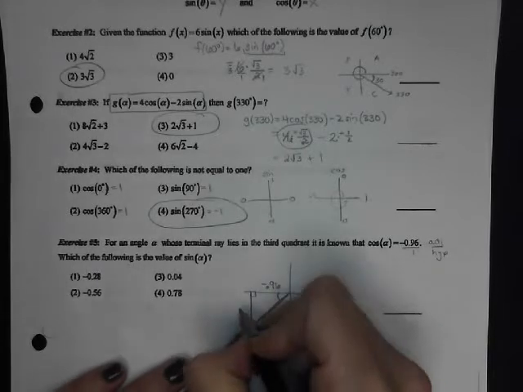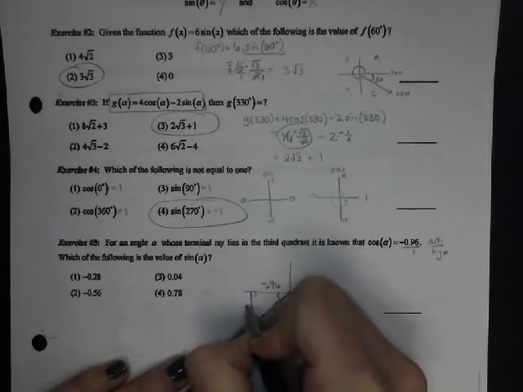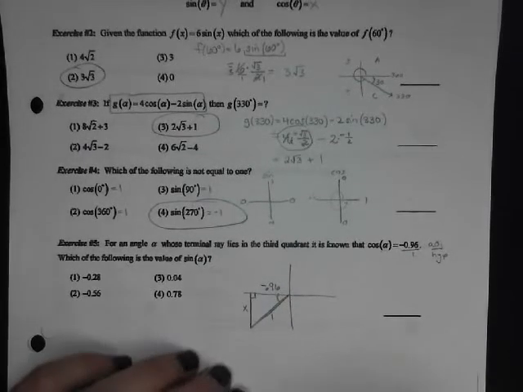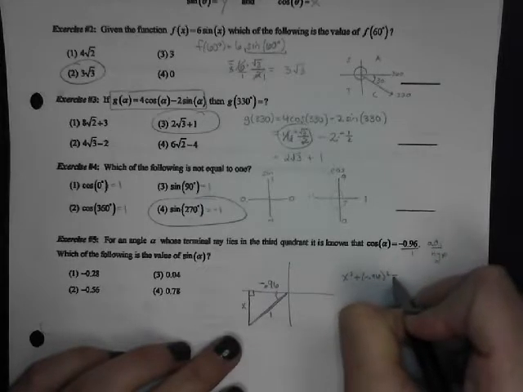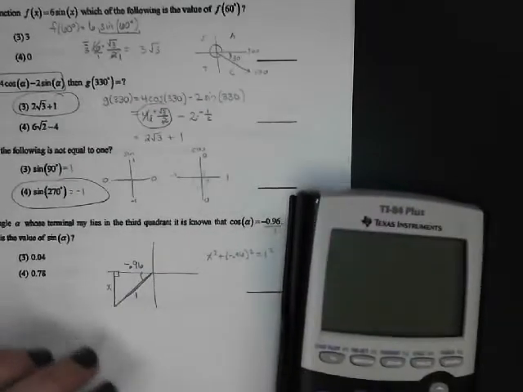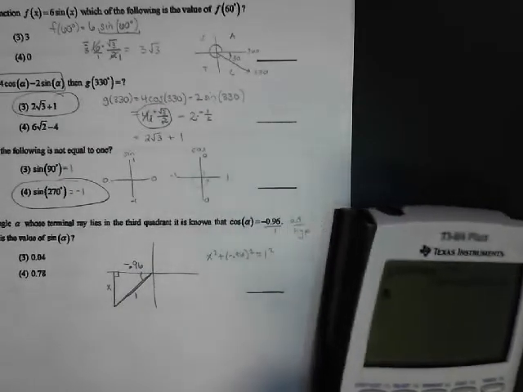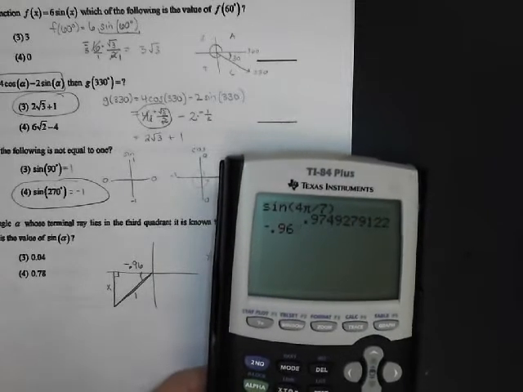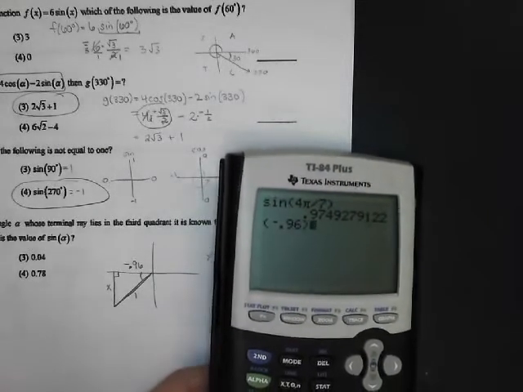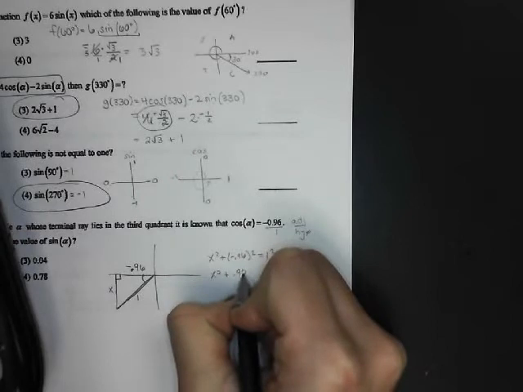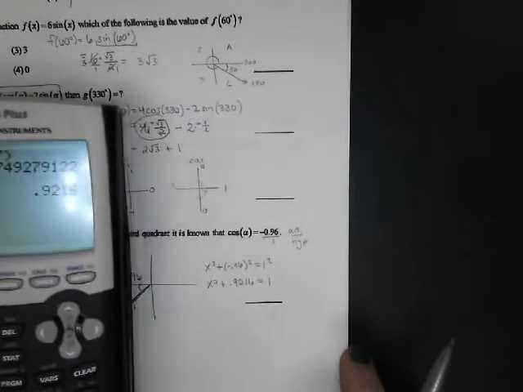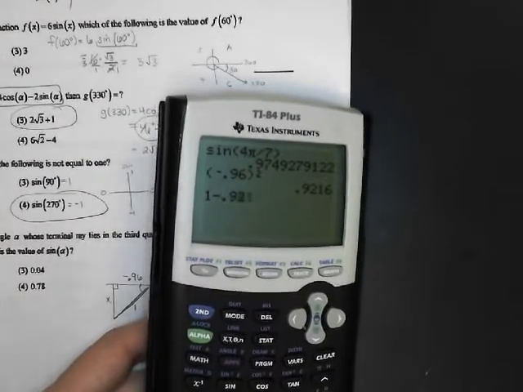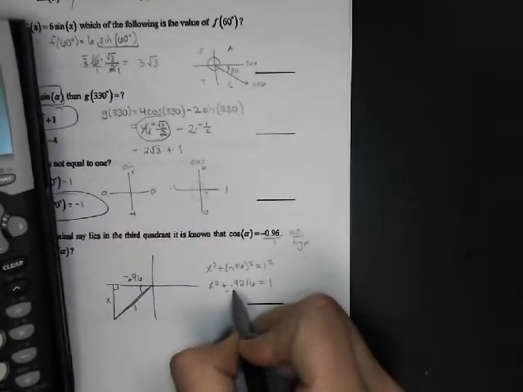So we need the sine, which is opposite over hypotenuse. We can't find the opposite. We can call that our x-coordinate that we're looking for. So Pythagorean theorem: x squared plus negative 0.96 squared equals 1 squared. Since it's a negative number, I have to keep it in parentheses. Negative 0.96 squared will give me 0.9216. Then subtract it over, so 1 minus 0.9216.